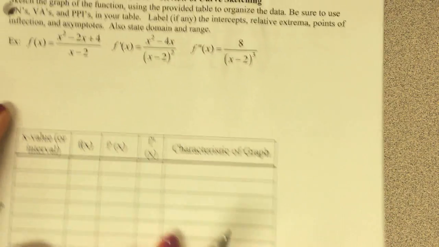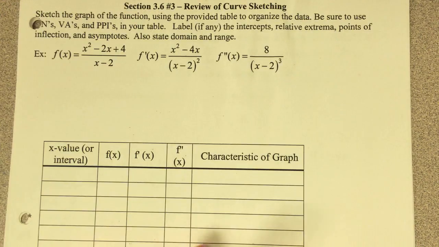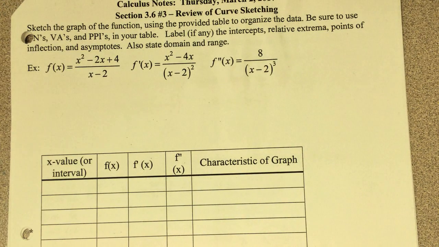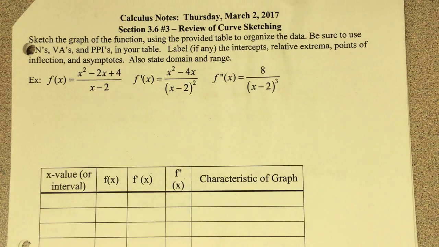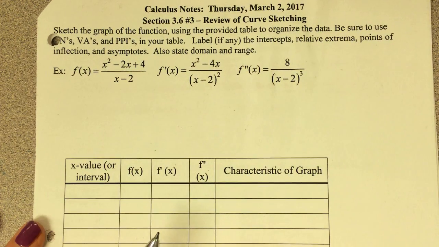Let's go over here to our next set of notes. It says to sketch the graph of the function using the provided table to organize the data. Be sure to use critical numbers, vertical asymptotes, and possible points of inflection in your table. Label, if any, the intercepts, relative extrema, points of inflection, and asymptotes. Also state the domain and range. All right, so let's go ahead and get started.